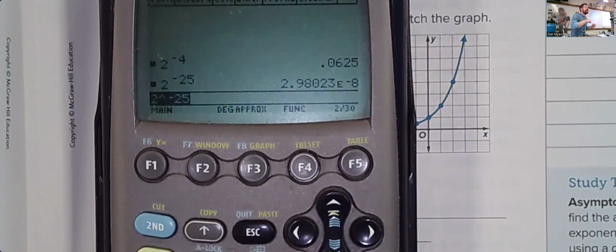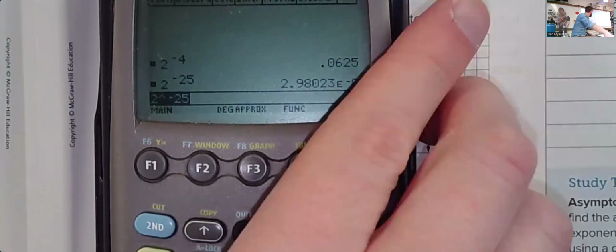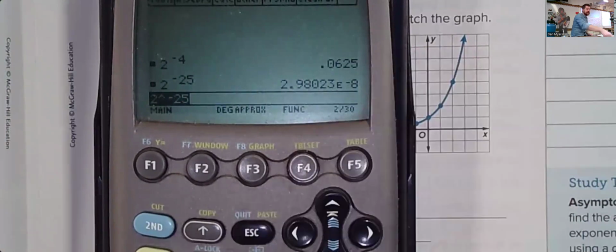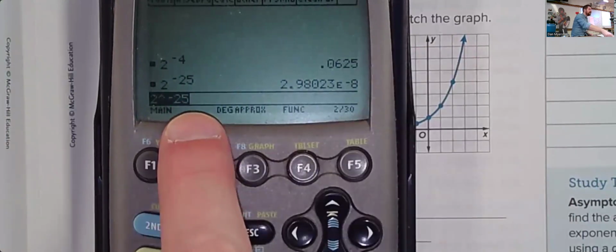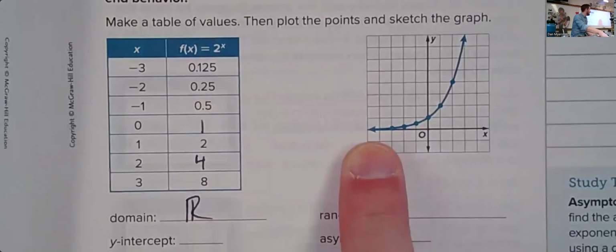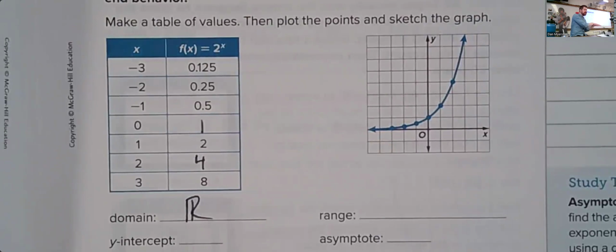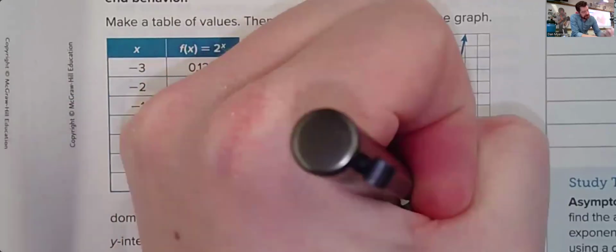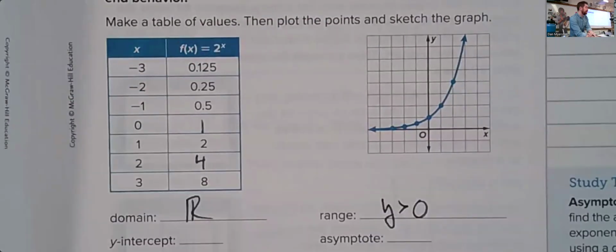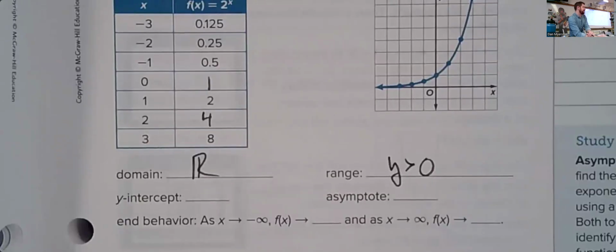0.000000298023. Yeah, y would be greater than 0. So these numbers never actually reach 0. So as you go to negative infinity on the x-axis, on the y-axis, you're approaching 0, but you're never actually getting to 0. So the range, y, is greater than 0. It's not greater than or equal to. It will never actually equal 0. It will always be greater than 0.